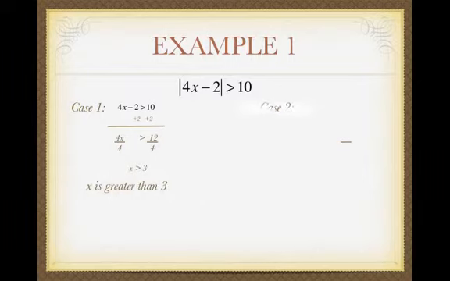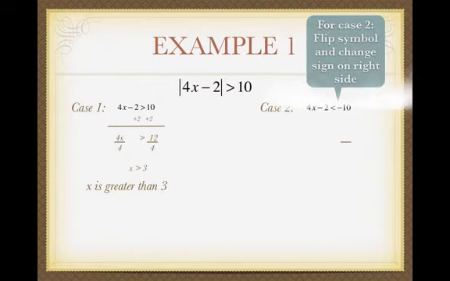Okay, and then we move on to case 2. And case 2 is similar to case 2 when we had equations. So if you notice, not only did the right-hand side become negative, but the symbol flips. Okay, that's going to happen for every inequality. So next we just want to solve by adding 2 to both sides. And after adding 2, we do get 4x is less than negative 8. And our last step is to divide both sides by 4. And after dividing, we get x is less than negative 2.